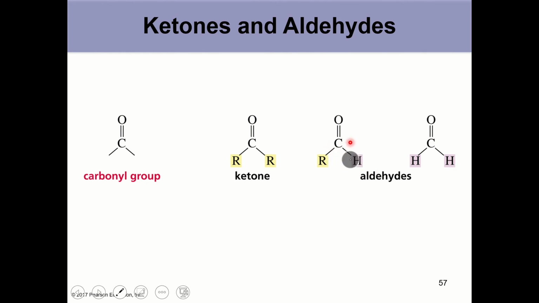So an aldehyde could be either a simple aldehyde like formaldehyde, which contains only 1 carbon, so it has at least 1 bond to hydrogen. And then every other aldehyde that has more than 1 carbon is going to have 1 bond to hydrogen and 1 bond to carbon. So here's our carbonyl carbon. And a ketone, the carbonyl carbon, has 2 bonds to carbon. In an aldehyde, the carbonyl carbon has at least 1 bond to hydrogen. And if it has more than 1 carbon in the molecule, then that aldehyde will have 1 bond to carbon and 1 bond to hydrogen.